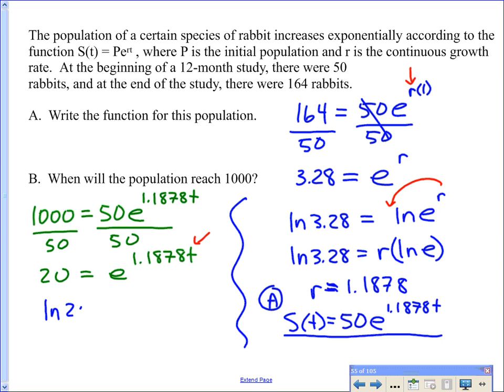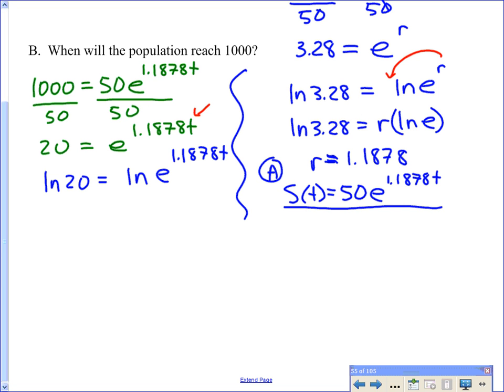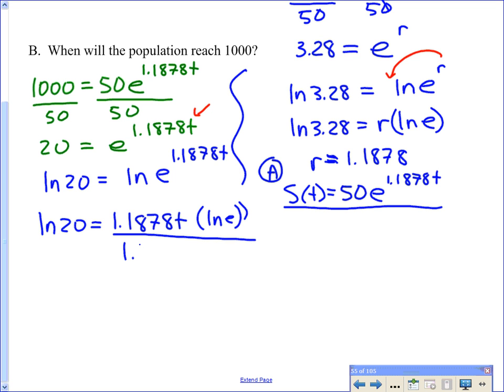So I end up with the natural log of 20 is equal to the natural log of e, which is 1, times 1.1878t. The natural log of e is just 1. Okay, so I'm going to divide both sides by the 1.1878.